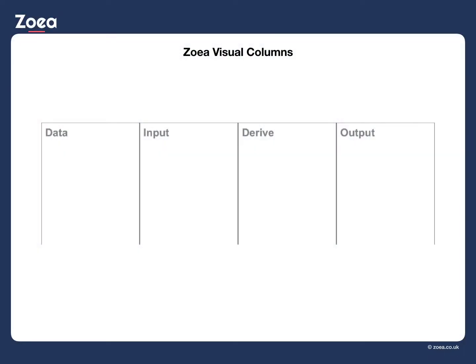In order to define test cases, elements in Zoea Visual are placed in named columns. The column names correspond to the tag names in Zoea specification language. We can have any number of derived columns in each test case. The data column can be hidden if it is not used. The input and output columns are always displayed.